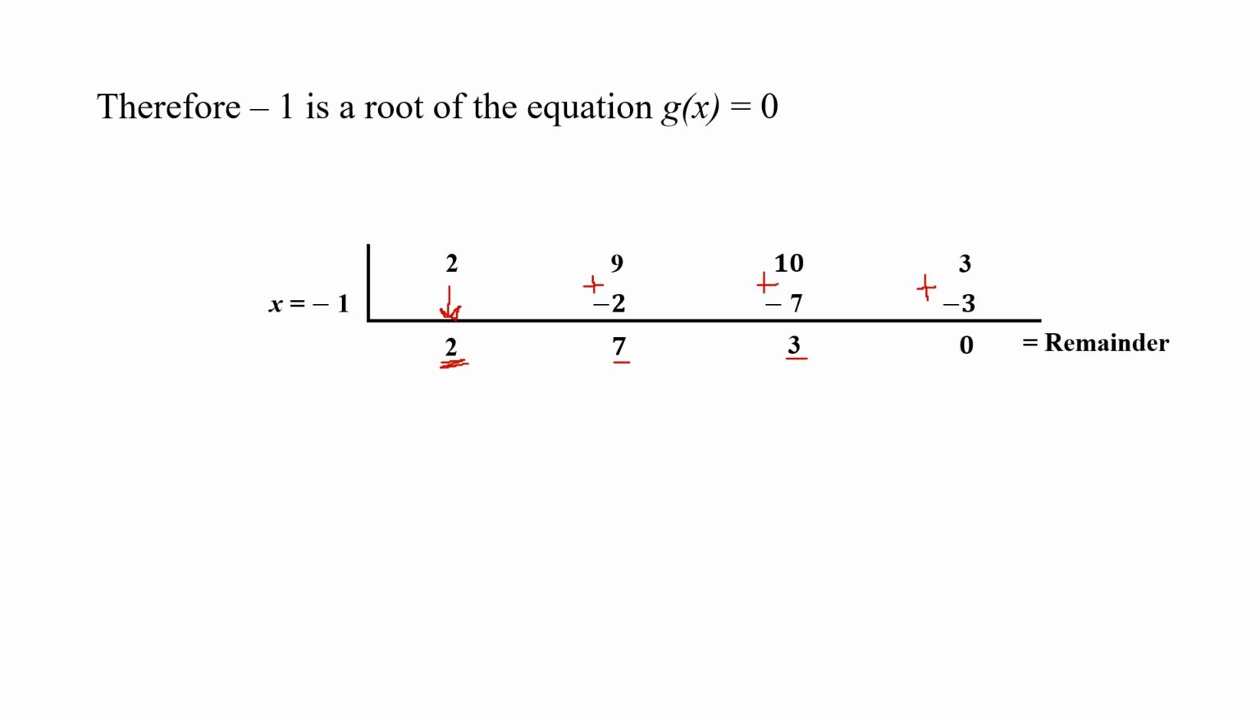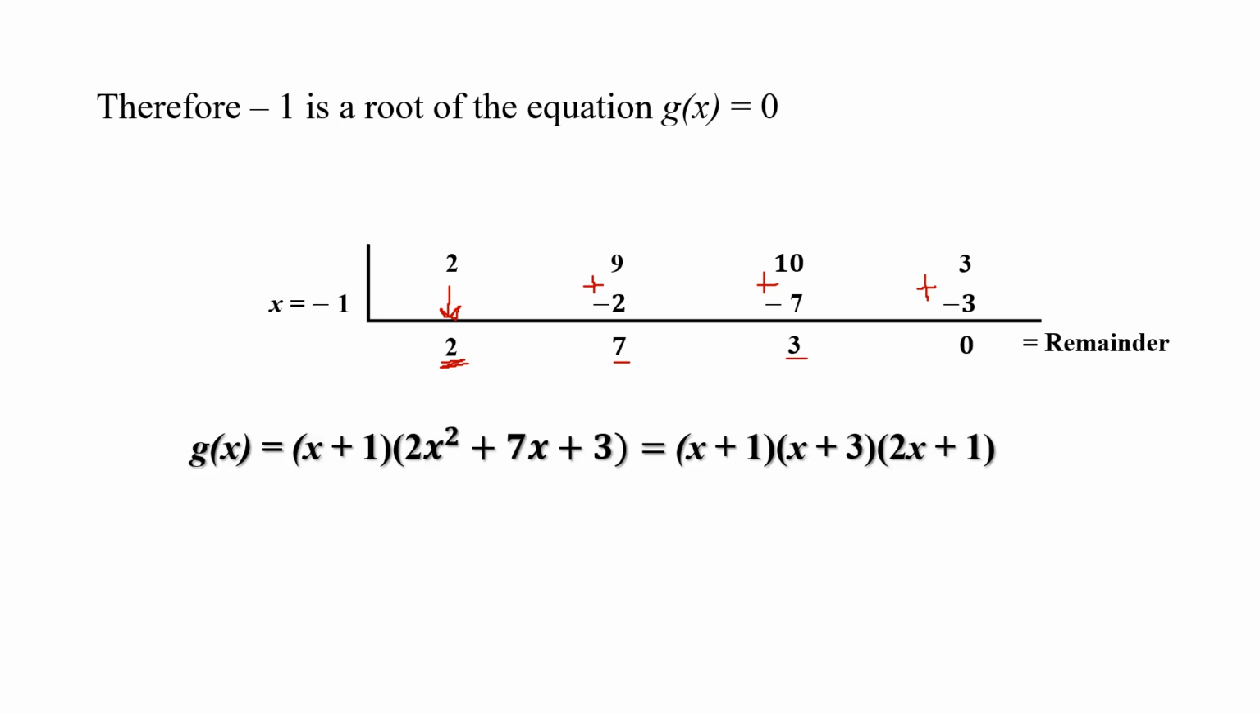Now, g of x is equal to x plus 1 factor of 2x squared plus 7x plus 3. And if we factorize this quadratic expression, we get x plus 3 factor of 2x plus 1. And g of x factorizes to these 3 factors.